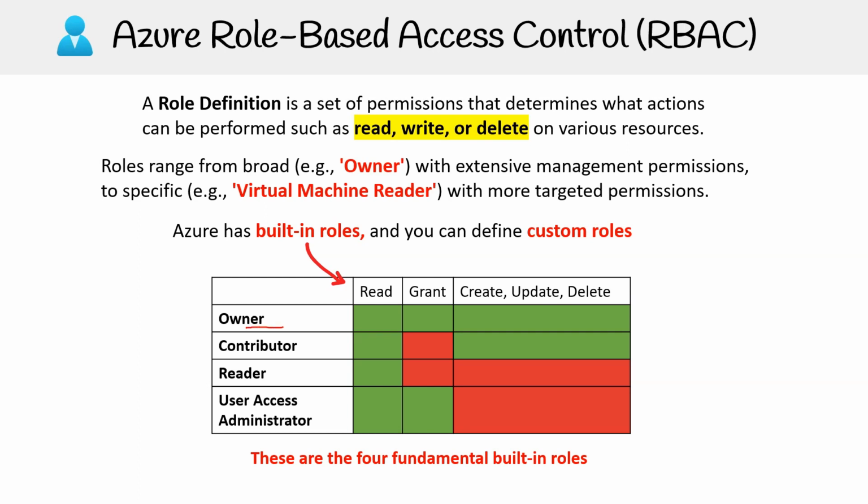The owner role has full access to all resources, including the right to delegate access to others. The contributor role can manage all types of Azure resources, including the ability to create, update, and delete, but can't grant access to others. The reader role has the ability to view existing Azure resources, but can't make changes or grant access to others. The user access administrator role has the ability to manage user access to Azure resources, including granting and revoking access, but can't create, update, or delete resources.